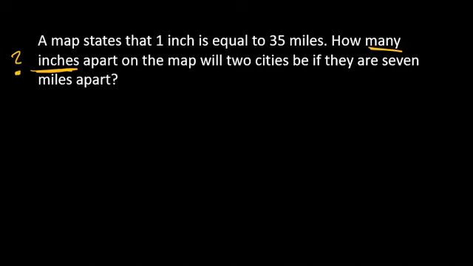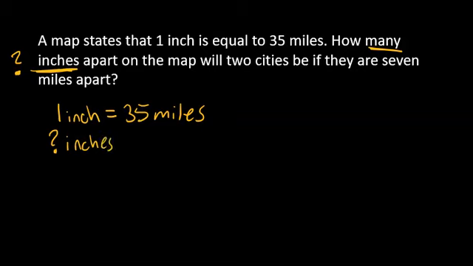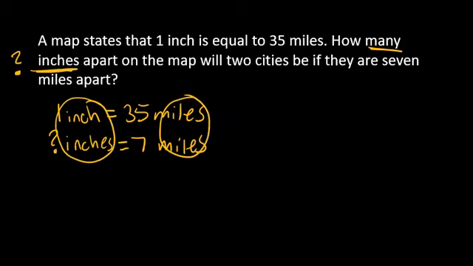So it says, a map states that 1 inch equals 35 miles, right? So those are equal to each other. How many inches? So we know inches are 7 miles apart, right? So our proportions are 1 and 35, question mark, and 7. What you want to do is stack all the words that match together. See how I put inches and miles together? So it's going to be 1 over question mark equals 35 over 7. That's what it's going to look like.